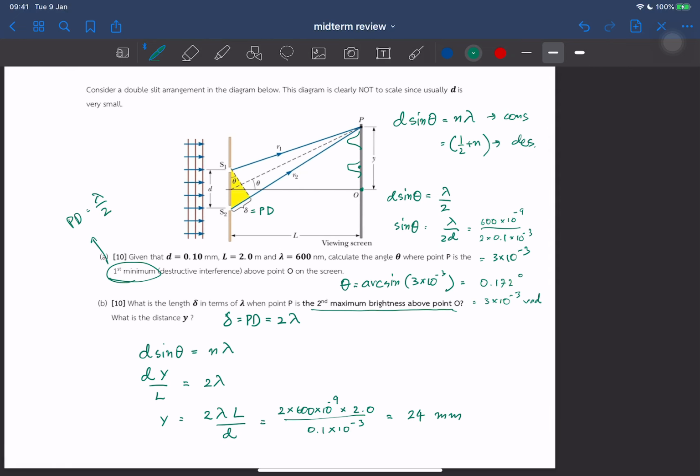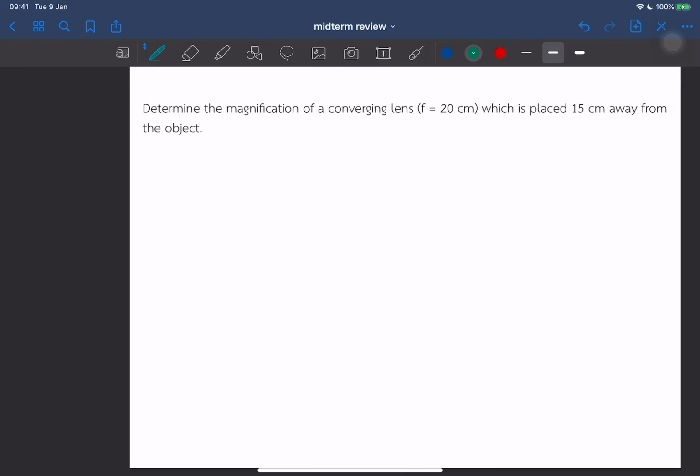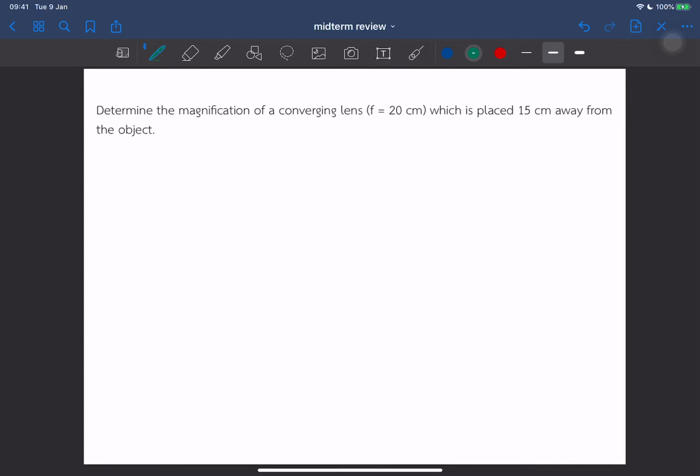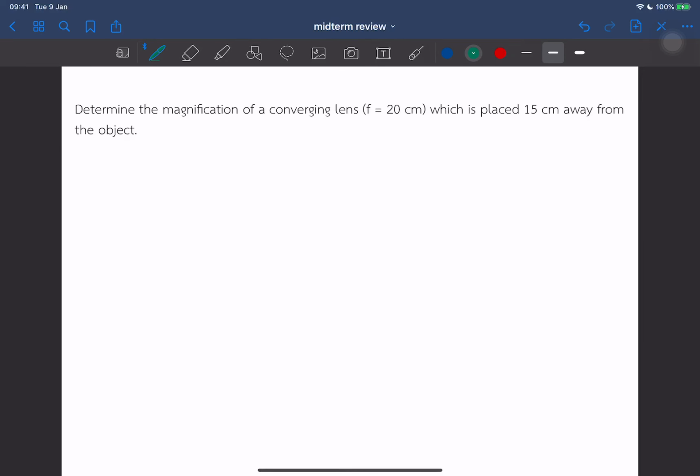All right, if not, then let's go to the next one, which is about geometrical optics. It's a pretty short one, so I'll give you a few minutes to do this. Determine the magnification of this situation, which is a converging lens placed 15 centimeters away from the object. What's the magnification?